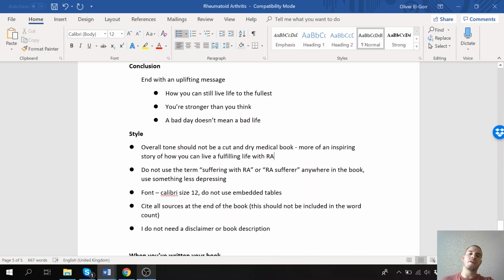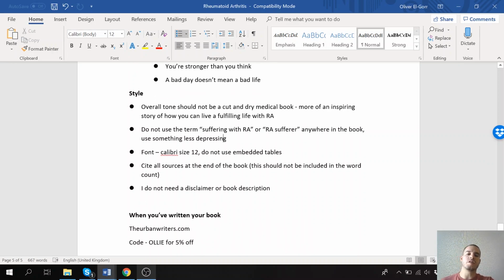I've had some things that I did not want included. Do not use the term suffering with RA or RA sufferer anywhere in the book. Use something less depressing. Once again, I wanted this to be inspiring and empathetic, not a doom and gloom book. I wanted a specific font size just because it's easier for the manager to format. And do not use embedded tables because I didn't want any formatting issues.